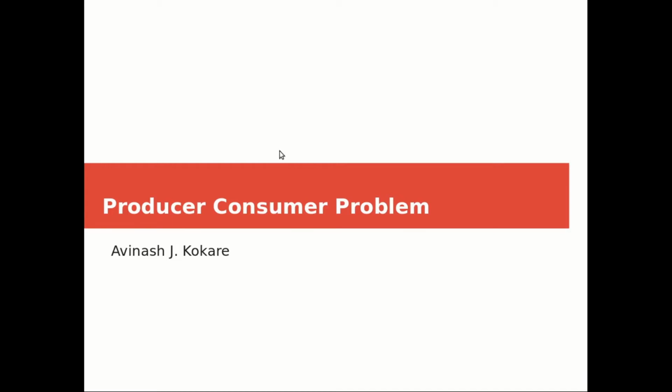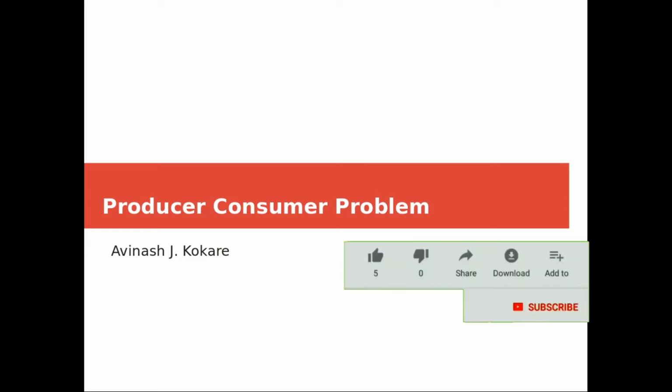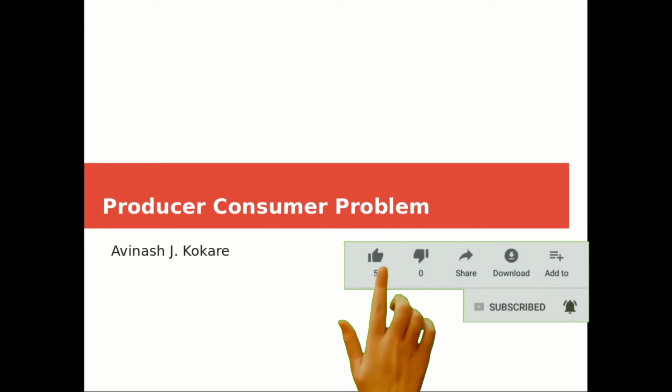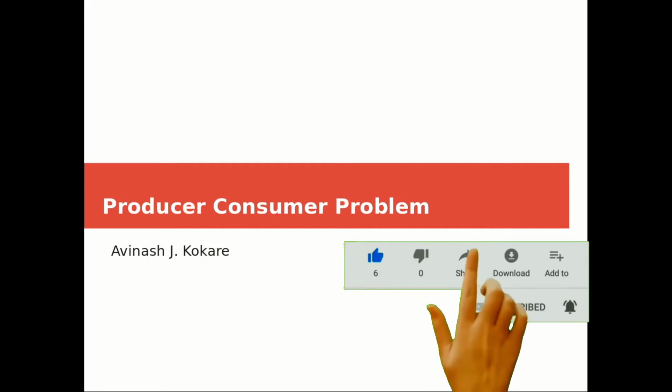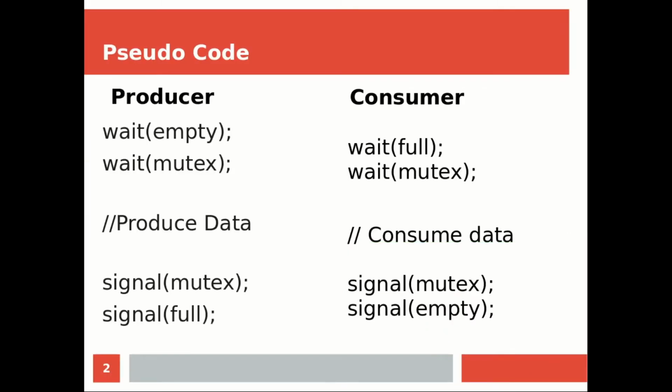Hello. So we start studying the producer consumer problem. Last lecture we have studied the theoretical concepts of the producer consumer problem. Here we will study the practical implementation of the producer consumer problem in C programming language using Semaphore and the Mutex. Okay, so let us start or revise the pseudocode for the producer consumer.